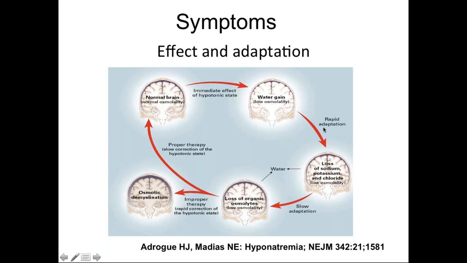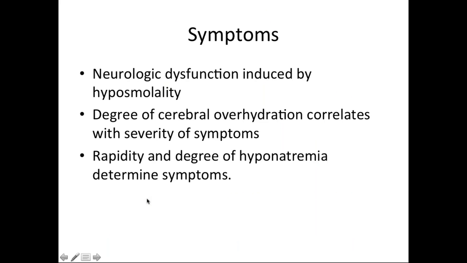The brain will adapt. Initially, there is a rapid adaptation by loss of sodium, potassium, and chloride. And then there is a slow adaptation by loss of other organic osmolytes like myo-inositol, glutamine, and other osmolytes. And with this situation is where you may have someone who is asymptomatic with hyponatremia. And if you treat them slowly, they will go back to a normal brain with normal osmolarity. However, if in this situation where the brain has already adapted, you rapidly correct them, then what happens is that you have shrinkage of the brain and then you can get osmotic demyelination.